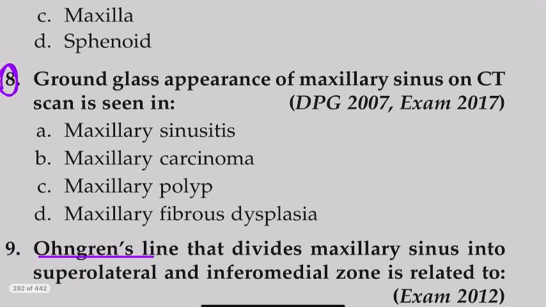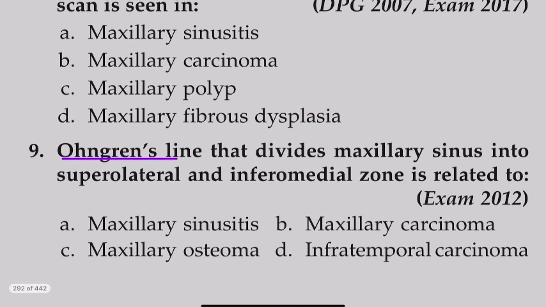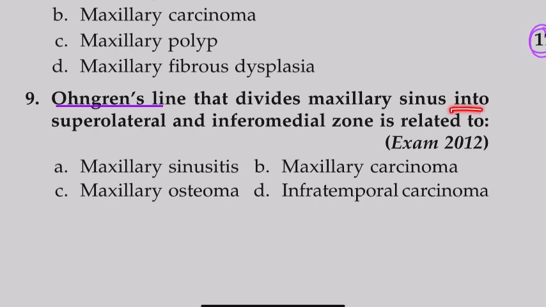Ground glass appearance of maxillary sinus and CNS is seen in. Now talking about ground glass appearance, it is seen in maxillary fibrous dysplasia. Ongren's line that divides the maxillary sinus into superolateral and inferolateral zones is related to. Now it is related to what?